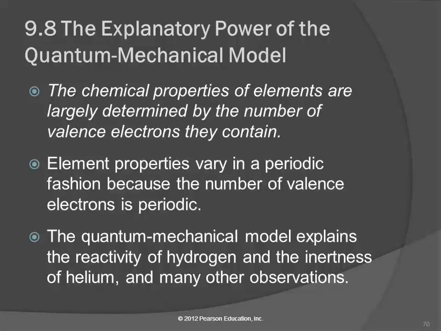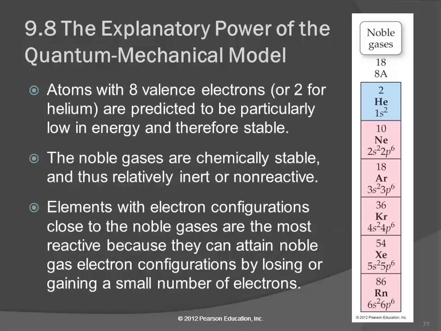The reason that the element properties vary in a periodic fashion is because the number of valence electrons varies in a periodic fashion. So this quantum mechanical model then explains why hydrogen is so reactive and why helium is so inert, and it also explains many other observations. So let's look at a couple of these groups or families in the periodic table. These are the noble gases over in group 8A. They have 8 valence electrons, or 2 for helium, because he's the baby brother of the noble gas family.